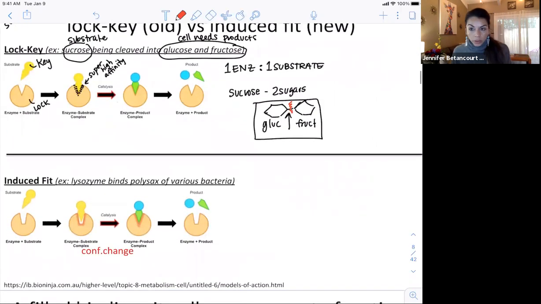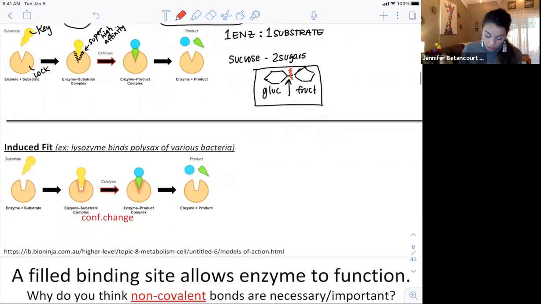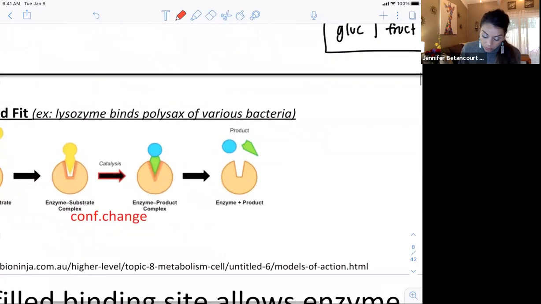But we started learning that enzymes have the ability to bind a couple substrates. The substrates all kind of look the same. Like you'll have an enzyme that binds maybe disaccharides in general. That's a whole different enzyme. So it's not just one substrate. It has the ability to bind a few substrates. And that is called the induced fit.